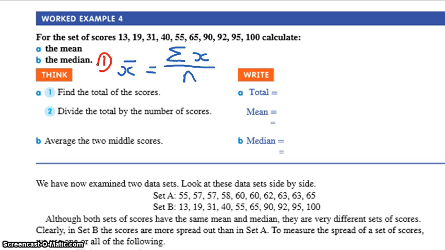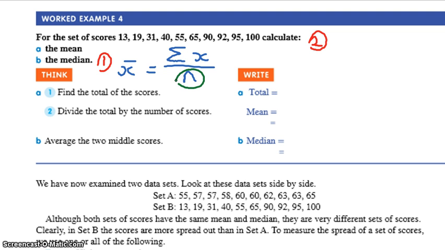Alright, first thing, write down the formula. Second thing, write down what you know. What do we know? They're actually telling us to do it here. This is where we write down, well, actually the total bit is where we write down what we know. Okay, but let's write down what we know.